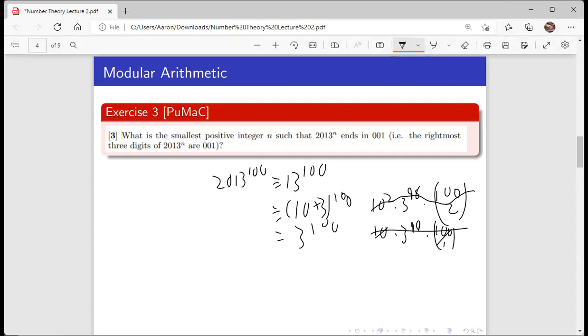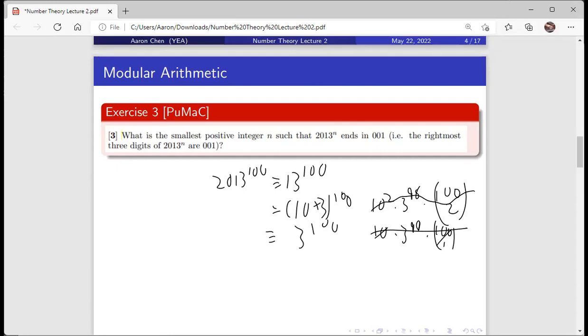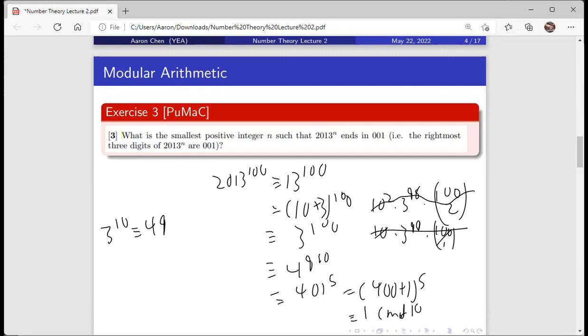And we can see that 3 to the 10 is congruent to 49. And this, you just kind of have to bash out on your own. And so this is congruent to 49 to the 10. And 49 squared is congruent to 401. That's 401 to the 5th. And this is 401, or 400 plus 1, to the 5th. And if you expand this out, you can see that this is just 1 mod 1000.